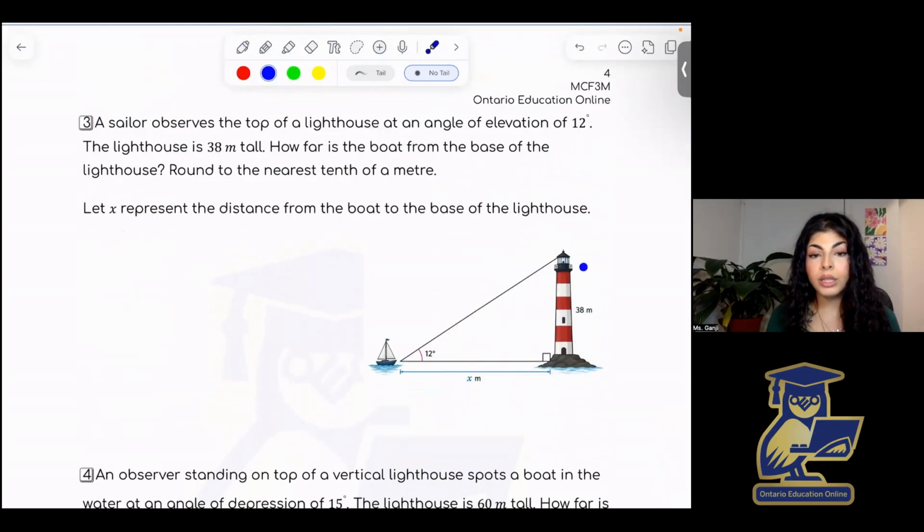So again, you can draw your diagram, but it is also good practice to always have your let statement. So let x represent the distance from the boat to the base of the lighthouse. And we can see it visually here as well. If we have our boat here and the lighthouse, x is the distance between them. And a sailor looking upward at this lighthouse has an angle of elevation of 12 degrees there. So we want to solve for x.